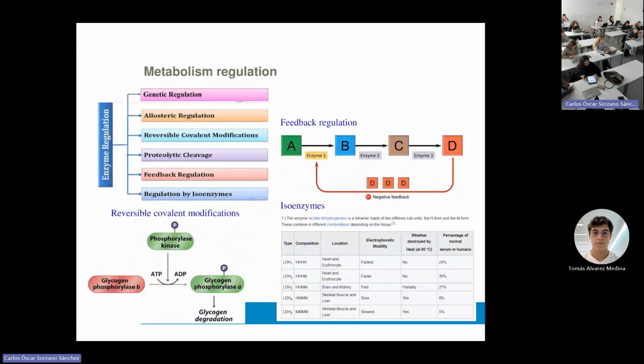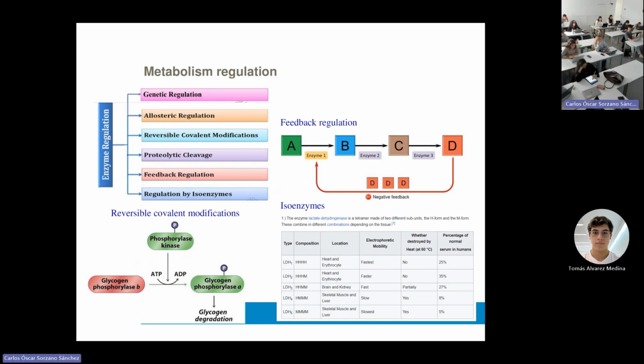Then you can change the enzyme. So these are reversible covalent modifications. There are a few, for instance, this reversible covalent modification. So you may phosphorylate. So sometimes the kinase is only active if it is phosphorylated. If it is not phosphorylated, then it doesn't work. So by regulating this phosphate here, you make the enzyme active or not.